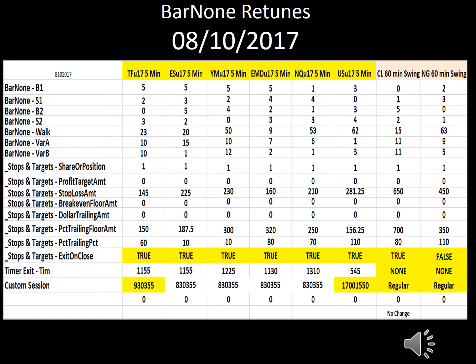Here's bar none, and just to note, the two at the end are 60-minute swings for crude and natural gas. The one in crude has not been changed. Those inputs haven't been changed for 3 months. The natural gas are new inputs using the equity curve analysis to decide when to do a recalibration. So that's the difference in those two.